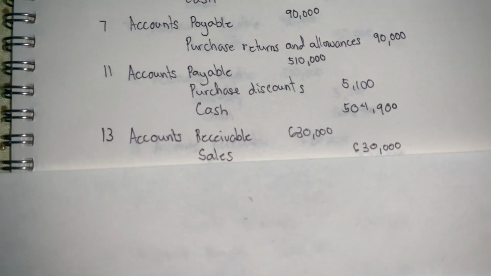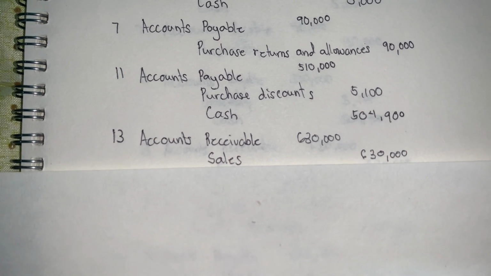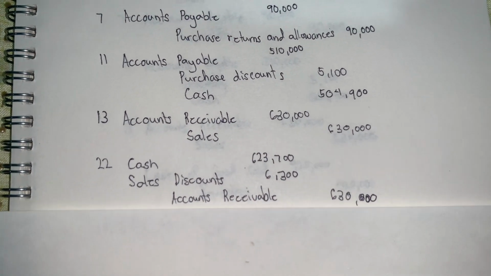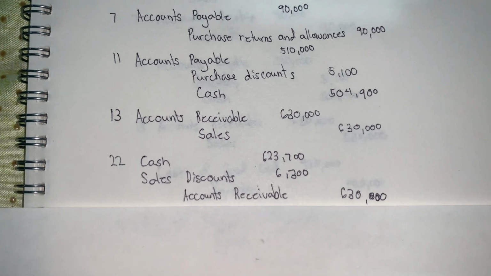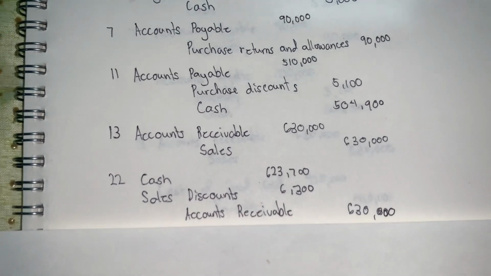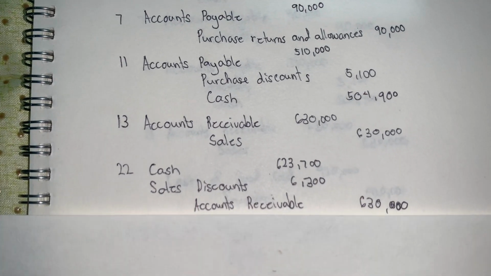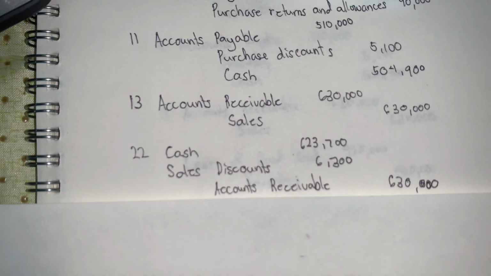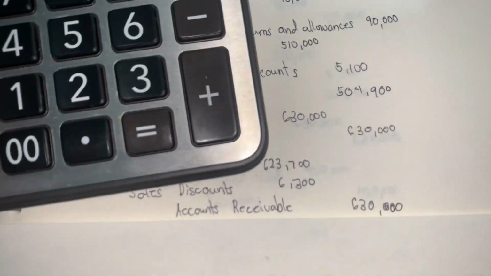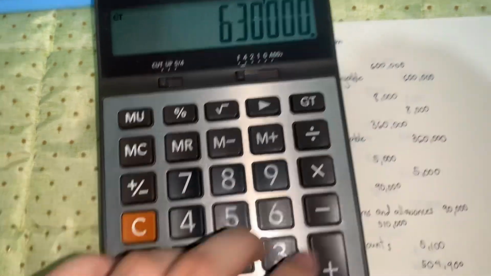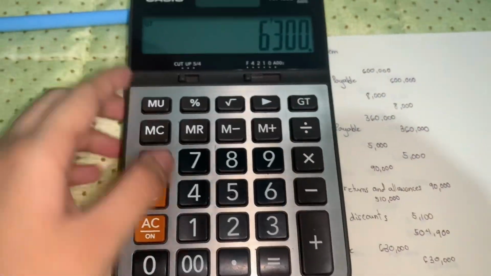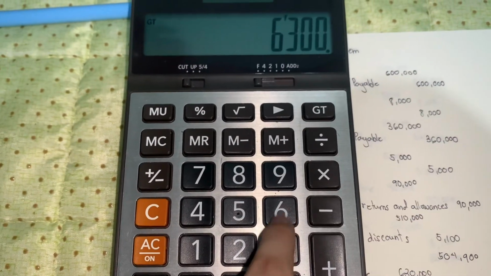So the next entry would be on June 22. Received cash from sale of tires on June 13. So this is our entry on June 22. We debit cash 623,700, sales discount 6,300, and we credit accounts receivable 630,000. So how do we get the sales discount? By simply multiplying 630,000 by 0.01 or 1%. So it equals 6,300, which we deduct from the 630,000.